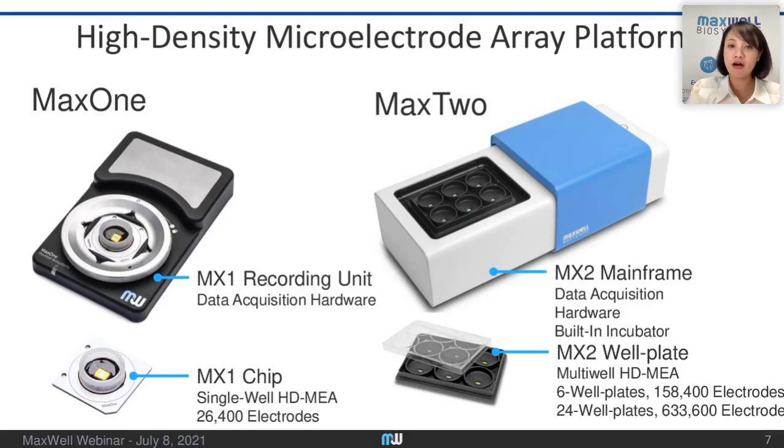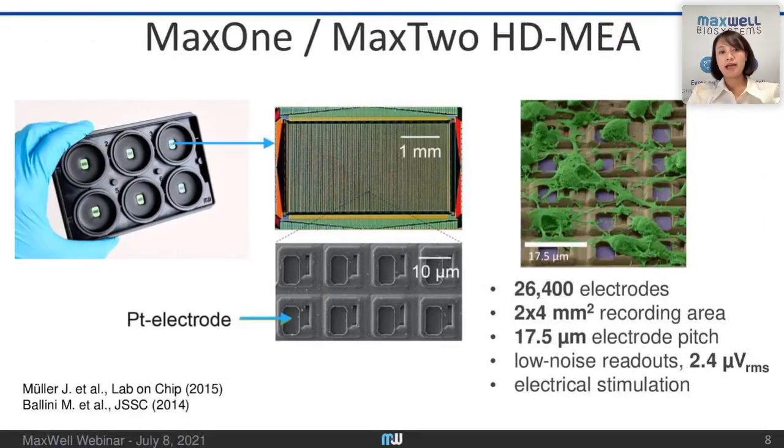For Max2, it's basically 6 or 24 wells version of our Max1, and our mainframe can be used for data acquisition, and it's also a built-in incubator. And you can have your recordings in this mainframe outside of your main incubator. So this blue door closes and it seals, and you have the temperature controlled and also gas input, and it can also be humidified.